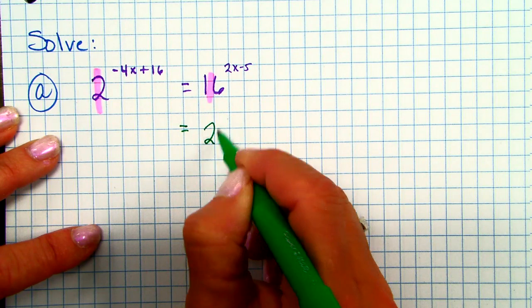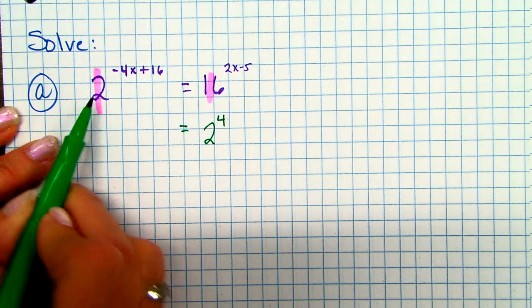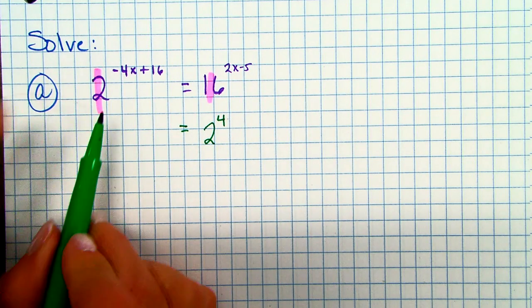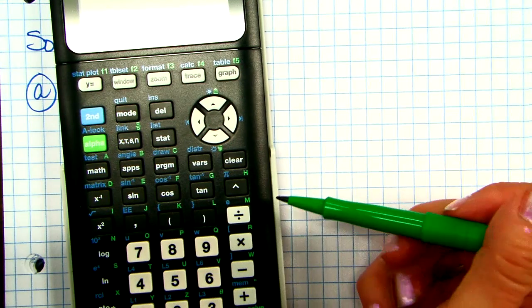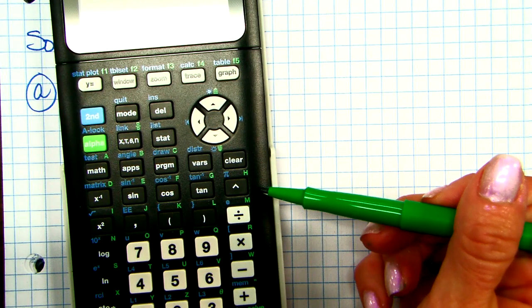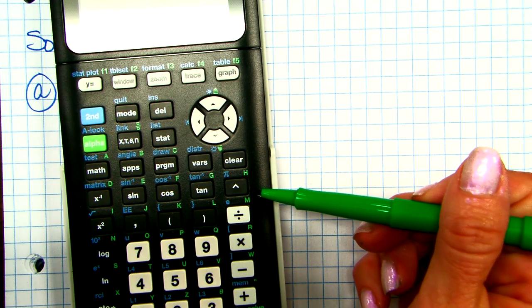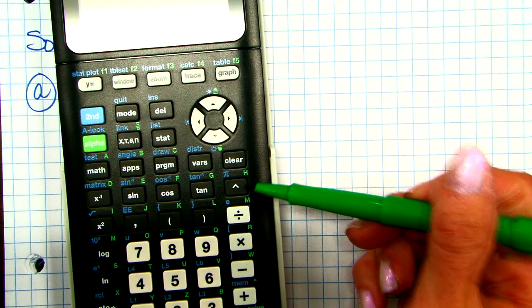Do I have to memorize that? No, I pick up my calculator. I know I'm trying to get a base of 2, so I do 2 to the second, 2 to the third, 2 to the fourth. And don't forget where your exponent key is. It's right here. It's called a caret. I don't know why, but it is. So 2 to any power right there.